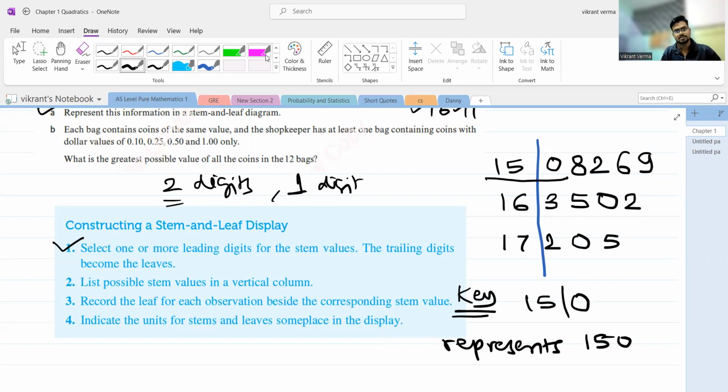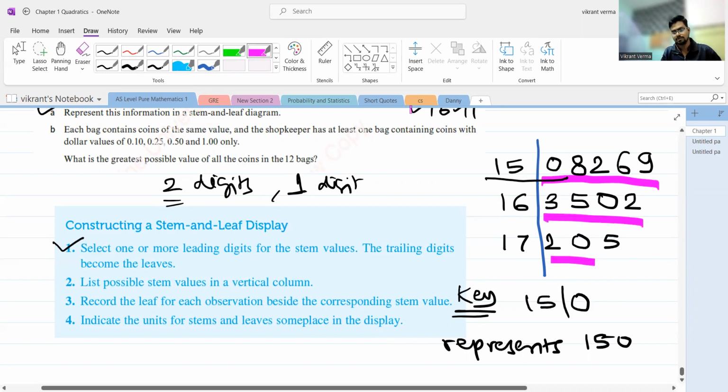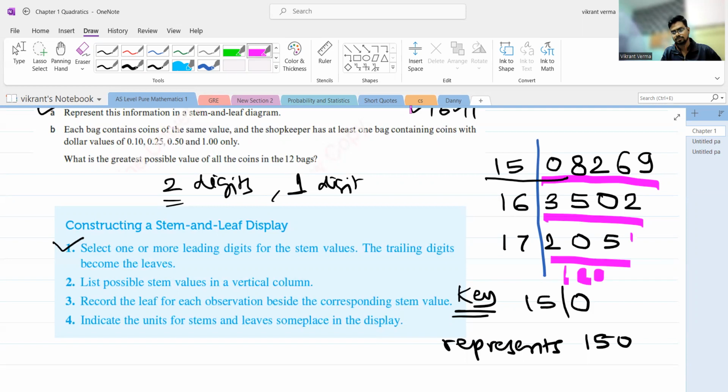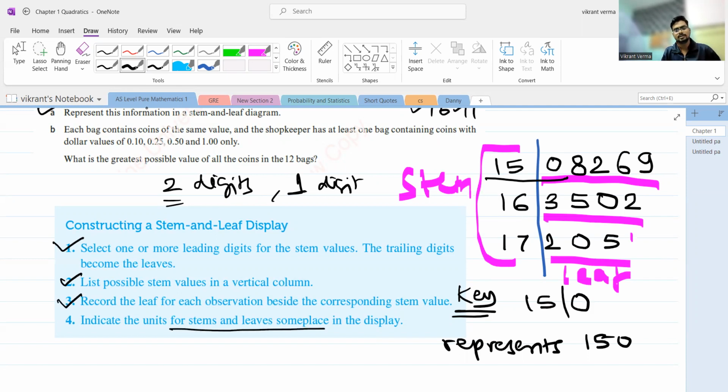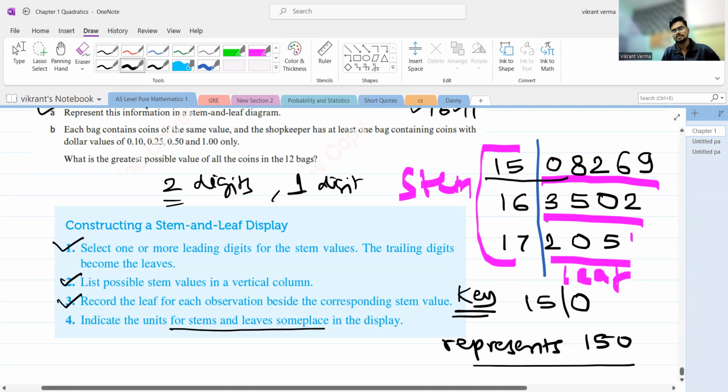All these digits here are the trailing digits, so they become the leaf portion, and this portion right here is the stem. Then, list the possible stem values in a vertical column. This also we have done. Record the leaf for each observation beside the corresponding stem value. This also we have done. And indicate the units for stems and leaves someplace in the display. So this data point will represent 150 as our value. This is the key. But we can further improvise this stem and leaf diagram.